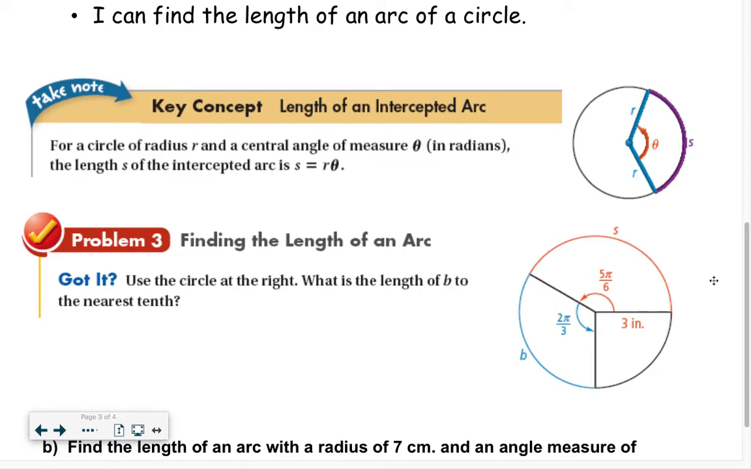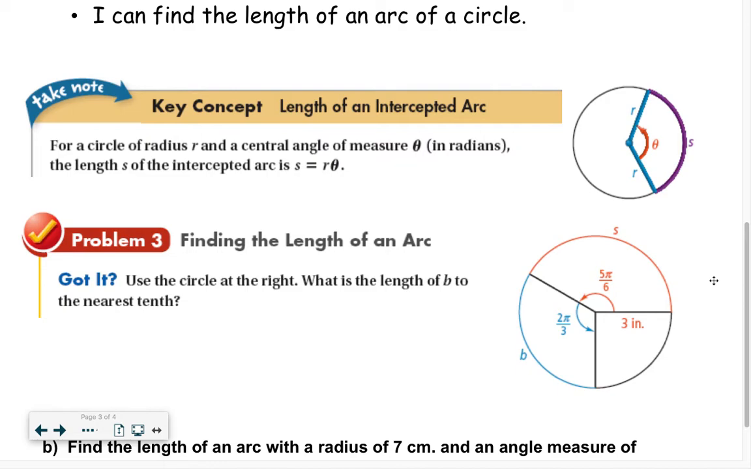180 degrees is what in radians? Pi, yeah. How much is 360? How about 90? Half pi, or pi over 2. How about 45? Pi over 4. How about 30 degrees? Pi over 6. 60 degrees? Look at that. Awesome.